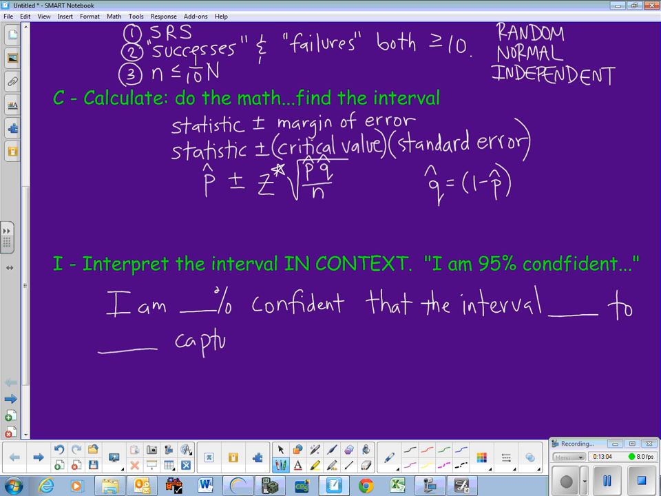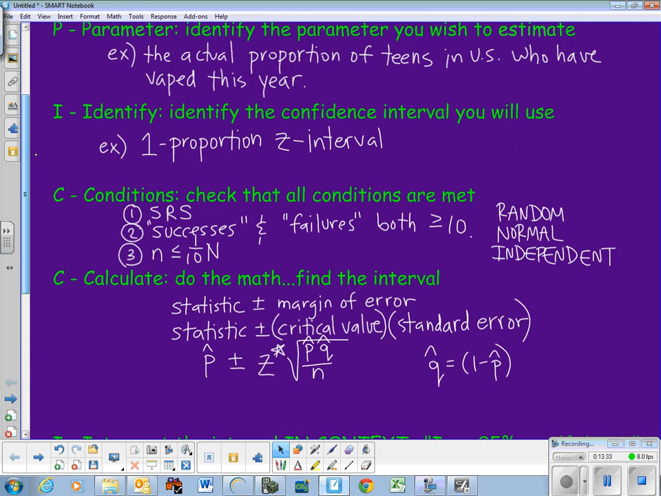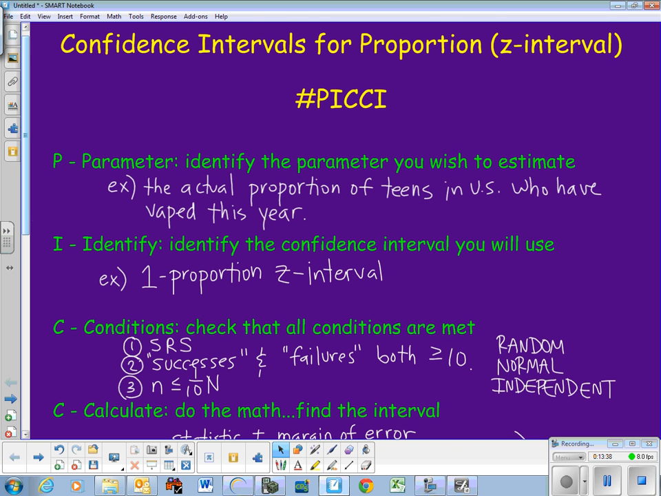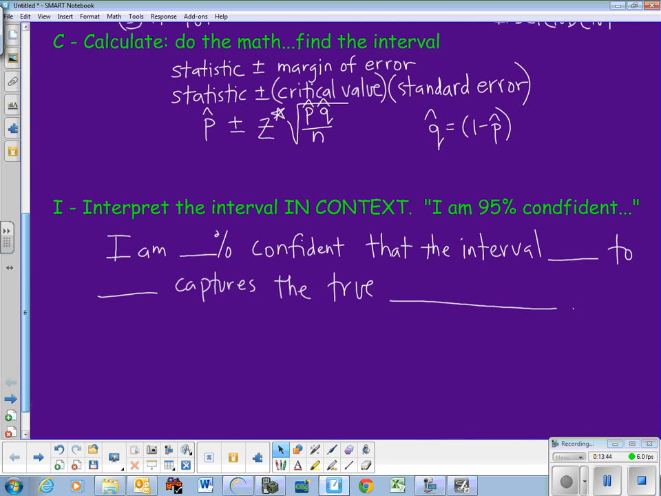captures the true blank. In this case, this is going to be the proportion in context. This is basically the thing that you stated for your P for the very first step in this picky process. 95% confident that the interval blank to blank captures the true blank. You got to have the context. That's huge on the AP exam. All right, so PICCI. This is the 5 steps. We're going to do 5 or 6 different types of confidence intervals, but every single one of them should have these steps.